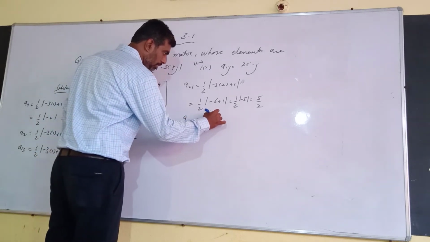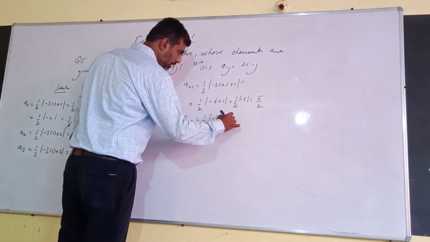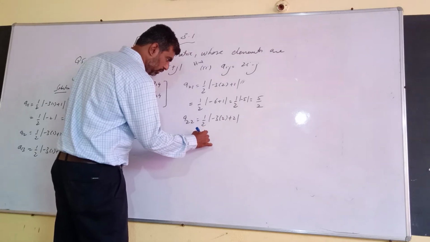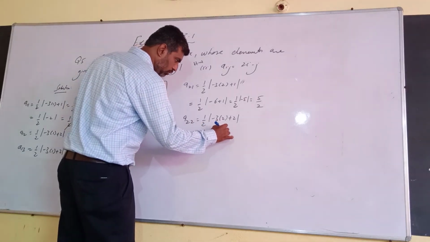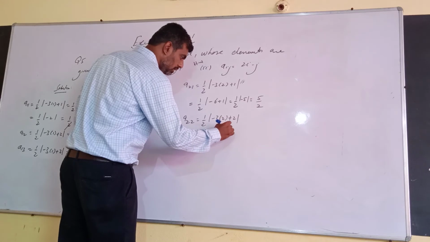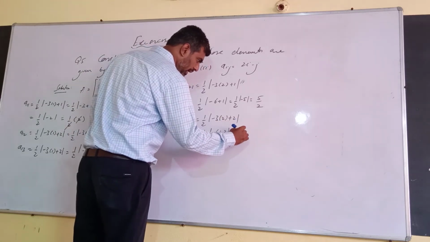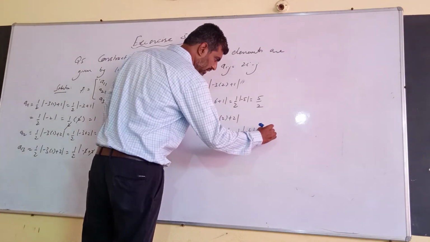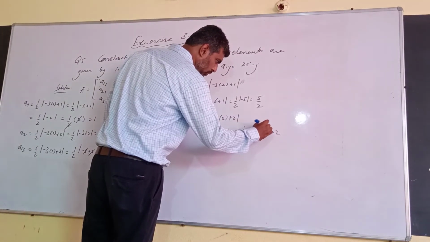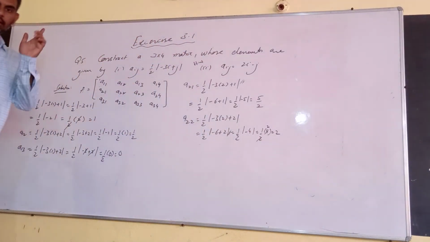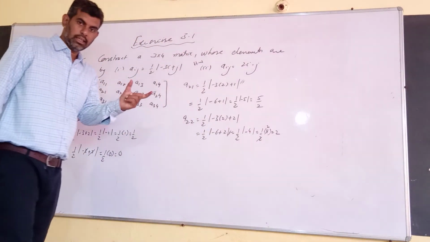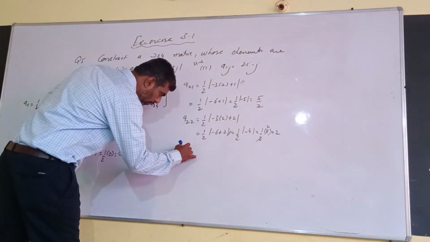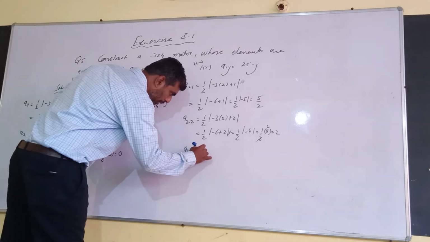1 by 2 into absolute value of minus 3 into 2 plus 2. Now, see here. 1 by 2 into minus 6 plus 2. That gives us 1 by 2 into minus 4, which is 1 by 2 into plus 4. That gives us 2. Absolute value: even if it is negative, we have to write it as positive.